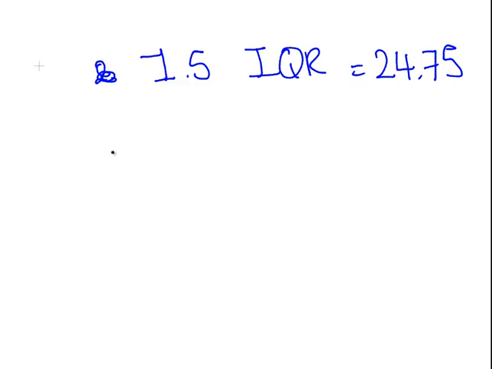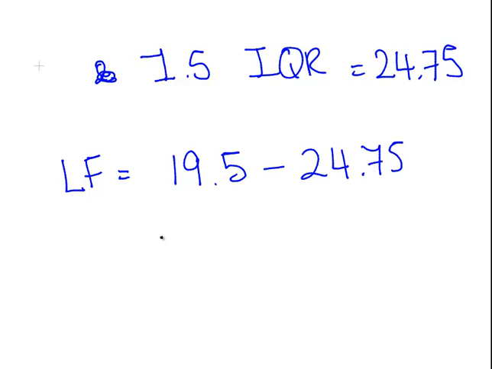So, what is the lower fence? The lower fence is 19.5 minus 24.75. That's actually a negative number, minus 5.25. Let's just say, for argument's sake, that isn't meaningful in this data set. What you could do there is just replace it with 0. So the lower fence is 0. Now we don't actually draw the lower fence on our box plot. It's just to determine if there are any outliers in the lower half of the data.